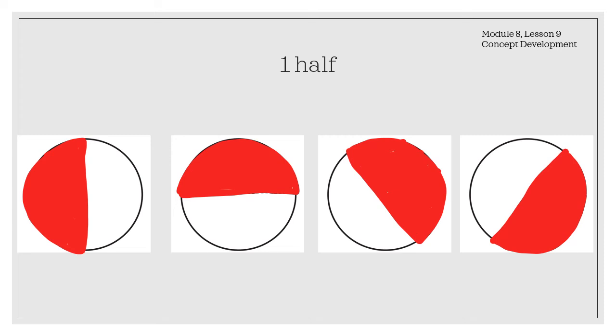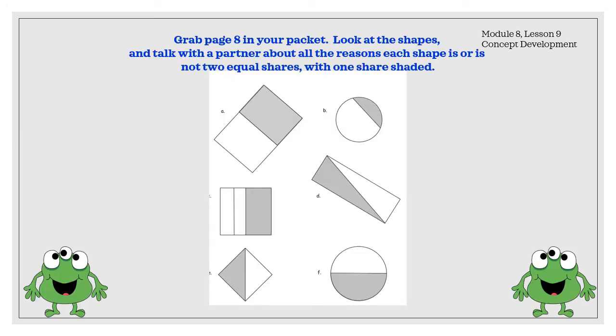So I notice that all of these circles are showing 1/2 shaded. They are also showing 1/2 unshaded, and they are also representing 2 halves. So the circles are all folded and showing 2 halves. We are done using our circle template. Please make sure that you did not cut the circle in half. And then we need to hold on to that circle in a safe place so we can reuse it for tomorrow's lesson. Next, I need you to grab page 8 in your packet, so turn to that page.